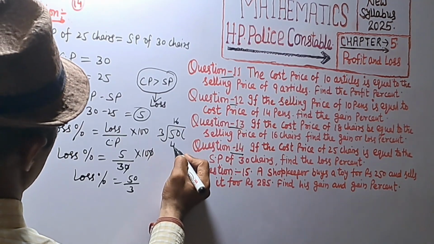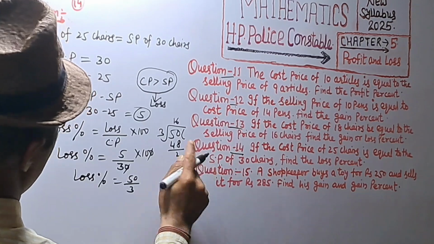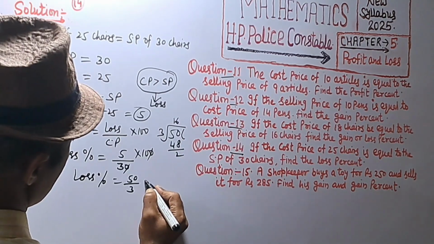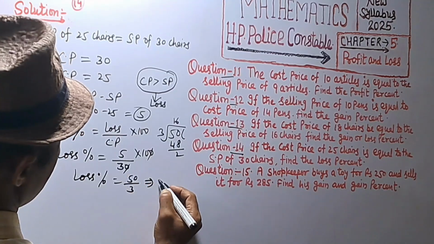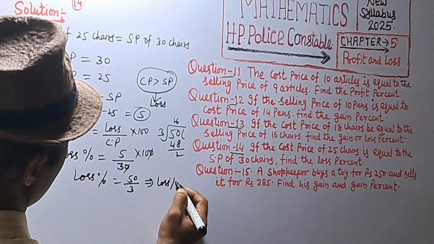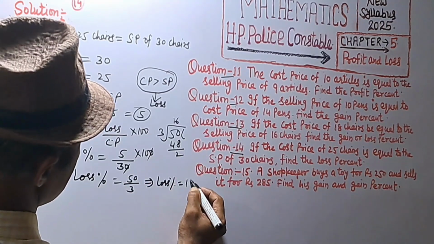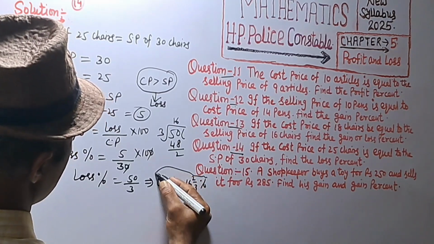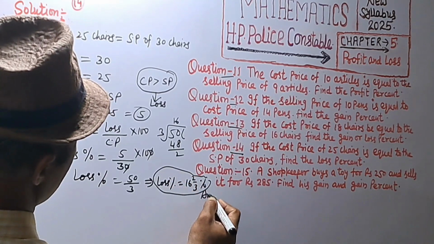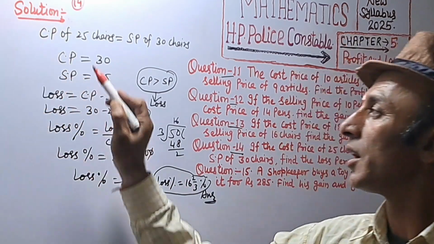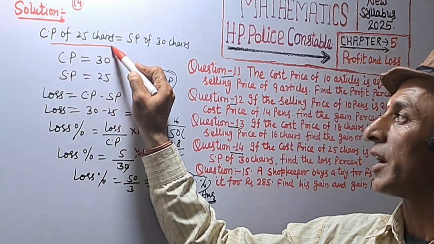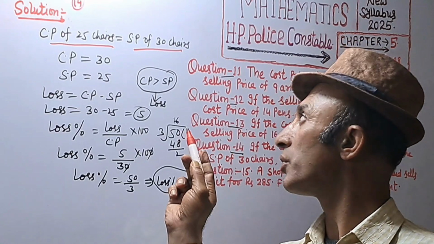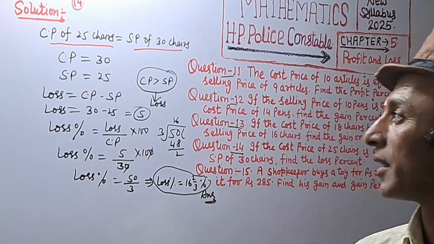16 3s are 48 and 2 remainder, which implies we get loss percent equal to 16 whole 2 upon 3%. Answer. Cost price of 25 chairs equal to selling price of 30 chairs.